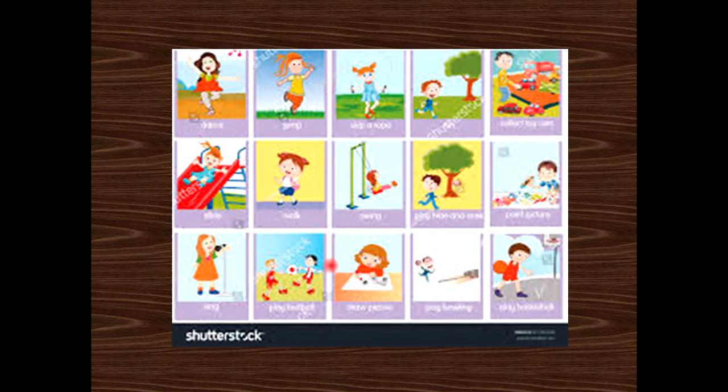Next, you can see lots of actions in this picture, like everybody is doing some action like swinging, running, reading, playing. Everything which is happening in these pictures is an action verb.